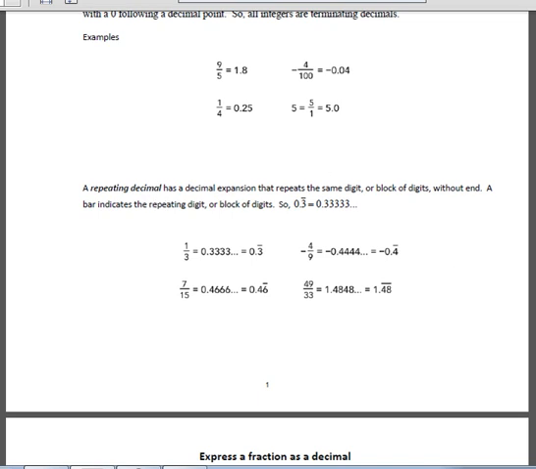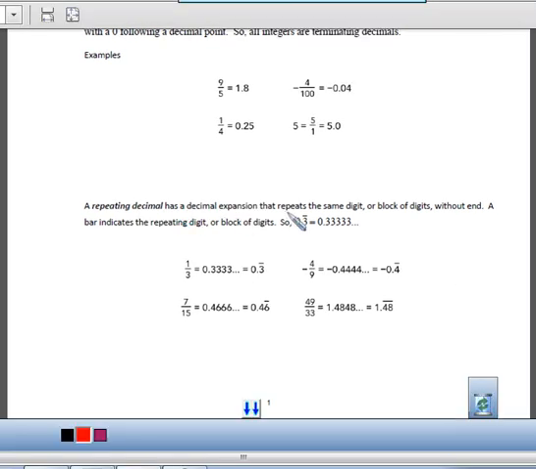A repeating decimal has a decimal expansion that repeats the same digit or block of digits without end. A bar indicates a repeating digit, a bar over the number, or a block of digits. So 0.3 repeating, with a bar over the 3, means the 3 is the repeated digit. So 1/3 is 0.3 repeating, so I put a bar over the 3. -4/9 is -0.4 repeating, so I put a bar over the 4.